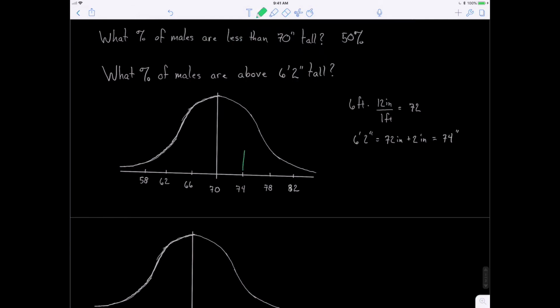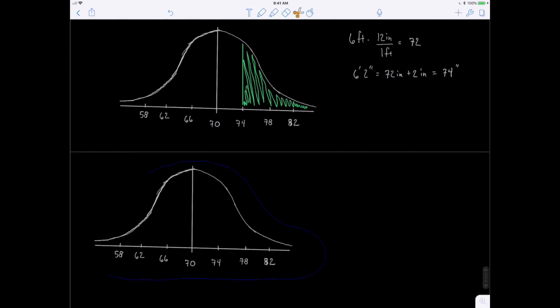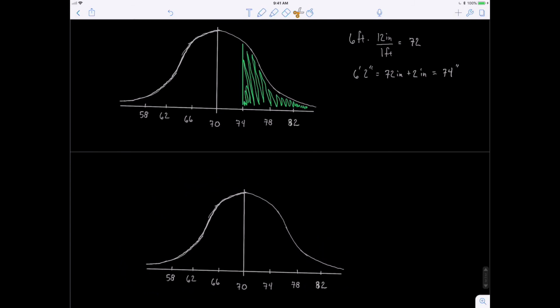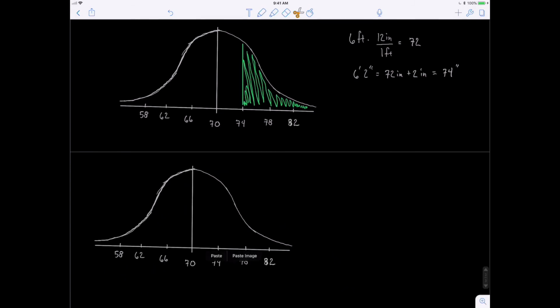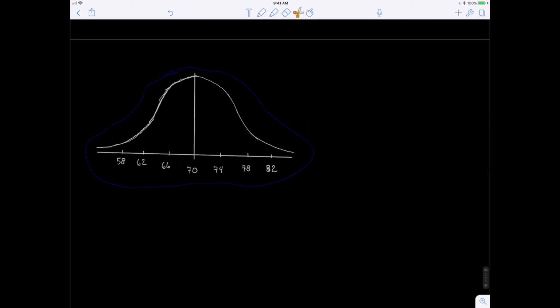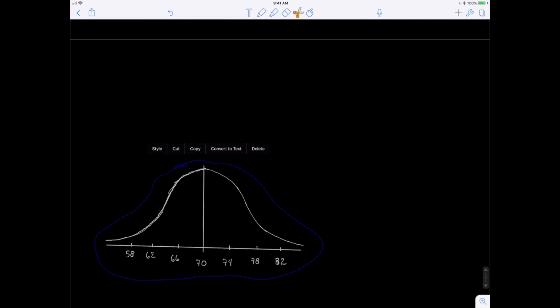So if I draw a line above 74, what I want now is all of the people that are above. Well, above 74, that's this entire region here. All of these people are above 74 inches tall. So I'm going to move this back down, down here. Okay.